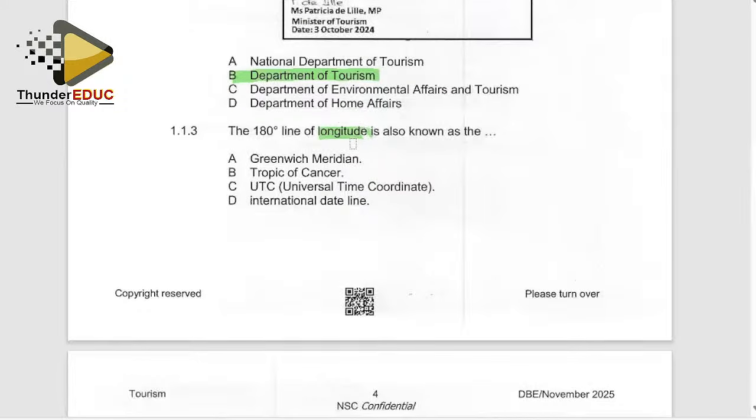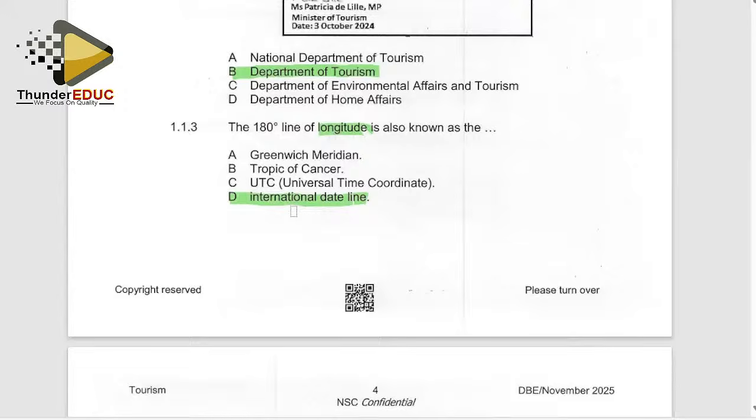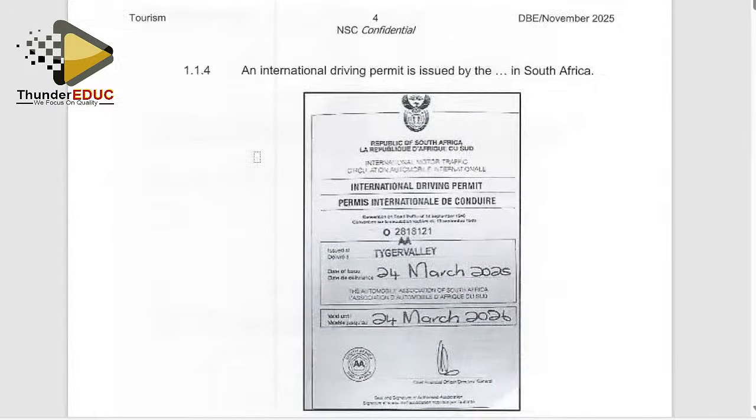Lines of longitude, they cut across. The 180-degree line of longitude is also known as the international date line. This is the basis on which international dates are calculated. So that is the international date line. So the correct answer there will be the letter D. Now moving to the next one.